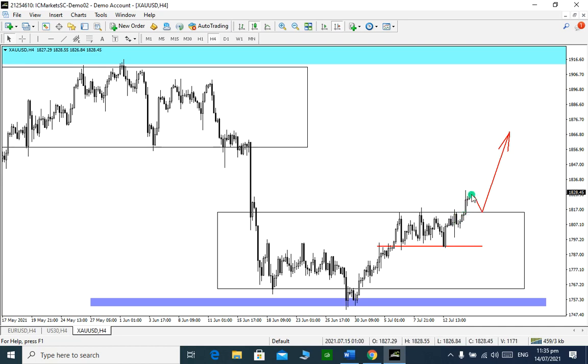So for us not to be deceived by a false breakout or a fakeout, we have to wait for price to retest this support level, and if it does retest it and it is still a strong support for price action, then price will bounce off it to the upside, and we can expect to take our profits along this area.